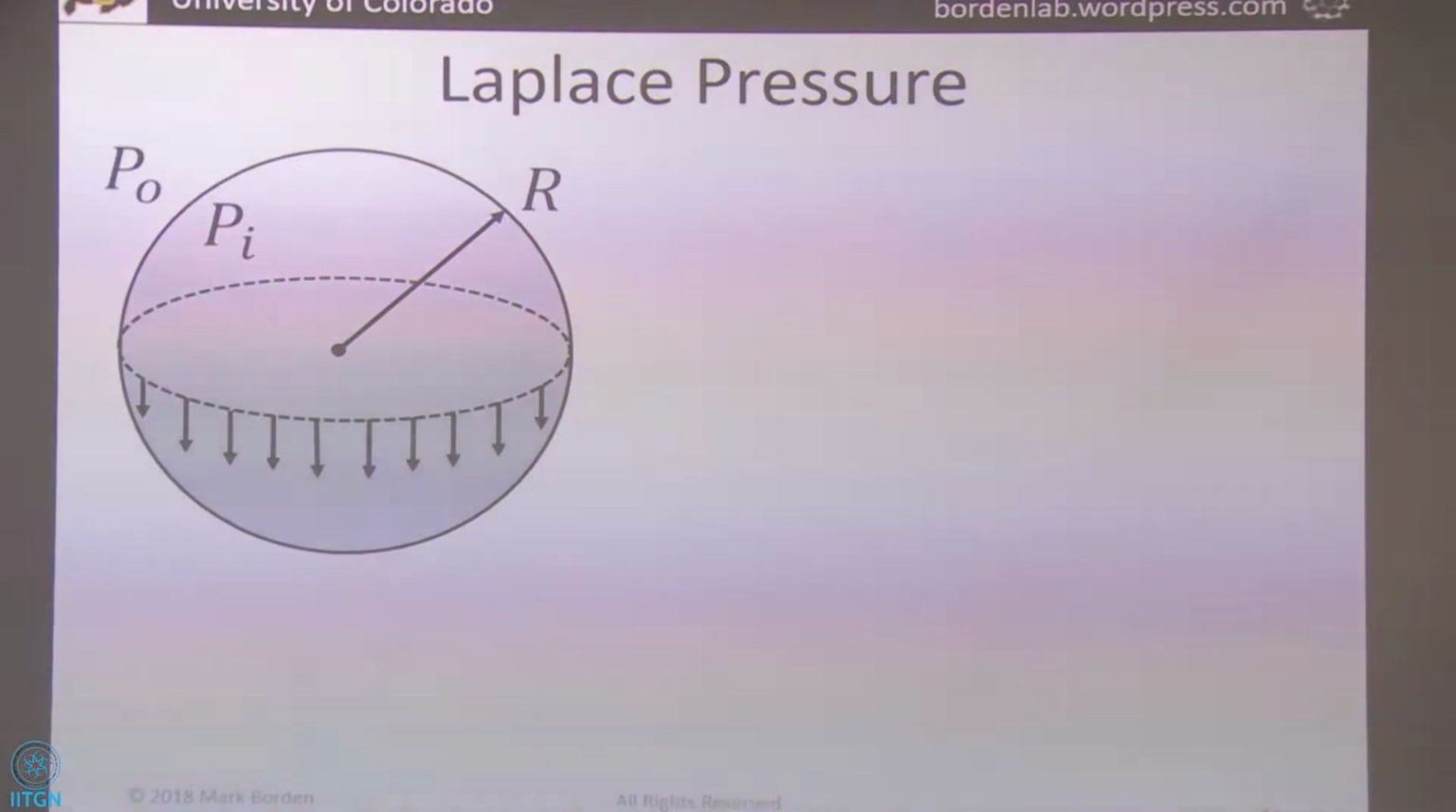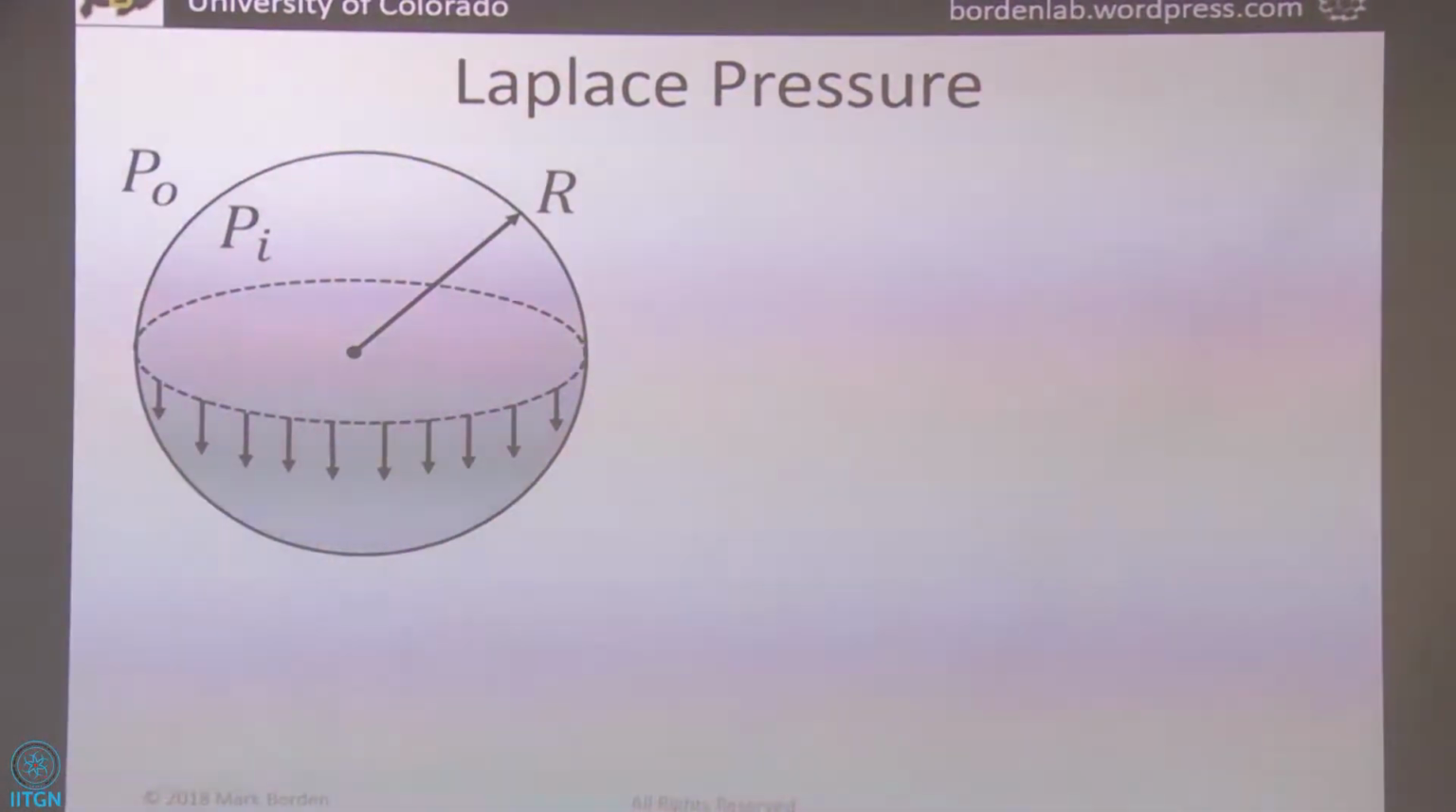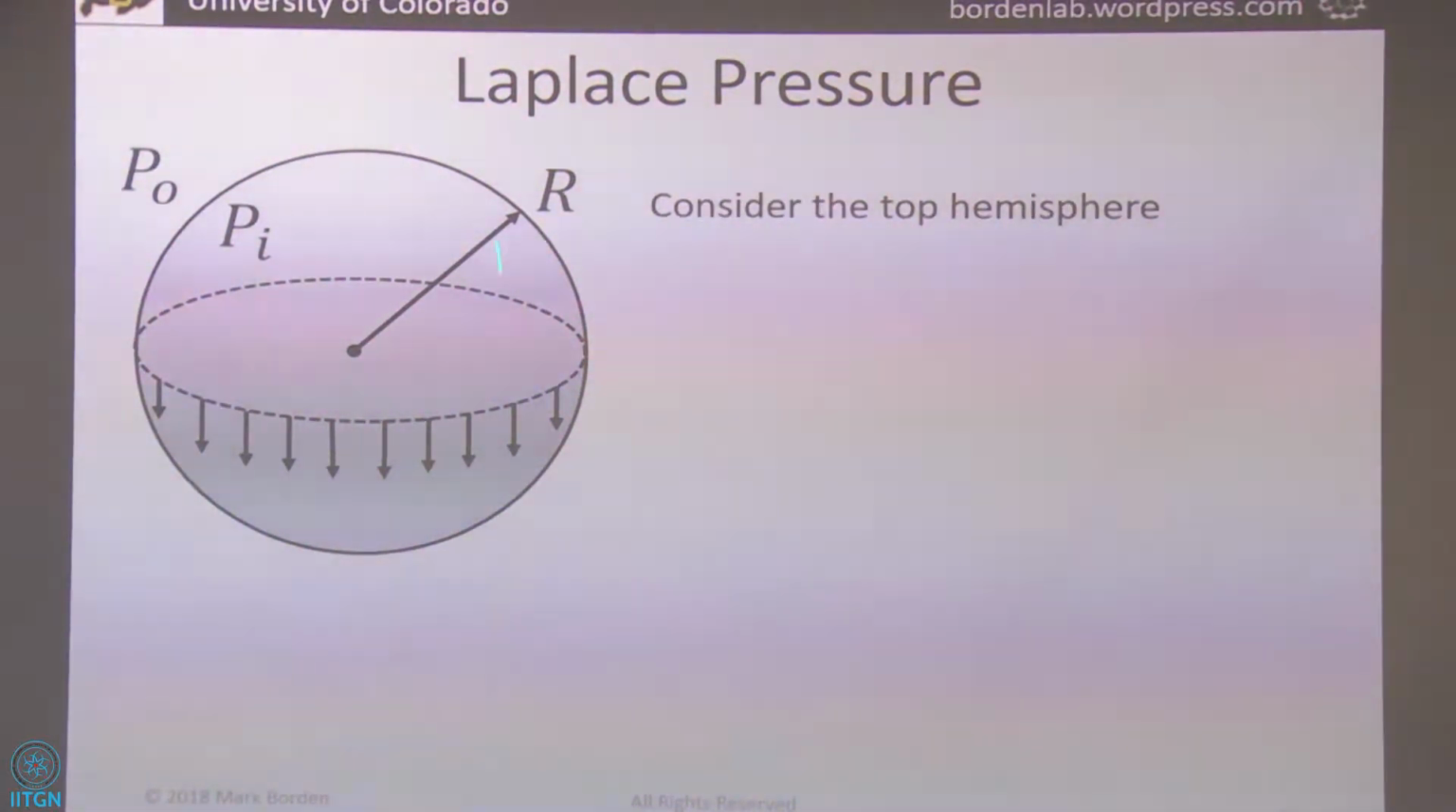Okay, so it turns out that surface tension plus curvature leads to Laplace pressure. Sometimes it's called the Laplace-Young equation, but often we just abbreviate it and call it the Laplace pressure. And you can derive a Laplace pressure. There's a lot of different ways. Folks have used different ways to derive the Laplace pressure. This is what I think is the basic, easiest way to derive it.